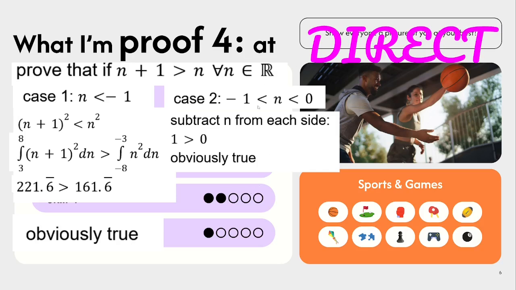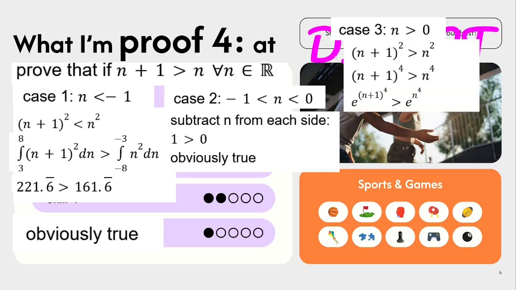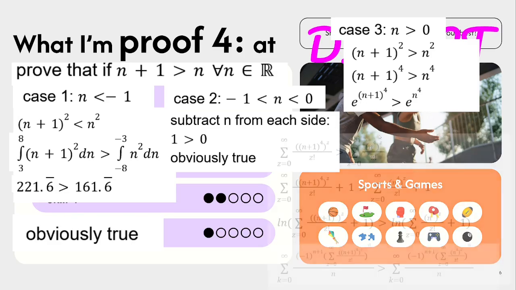So that brings us to our case 3. Now that case 2 is proven, case 3 is that if n is greater than 0, what we're going to do here, obviously, is we're going to square both sides, but this time we won't flip the sign since both sides are positive, so we don't have to do that. Then we're going to square both sides again. Set e to the power of it, so we can get it in a form that's better.